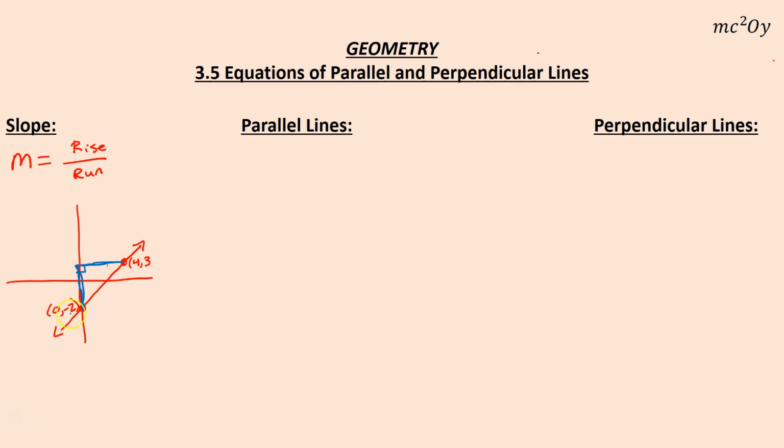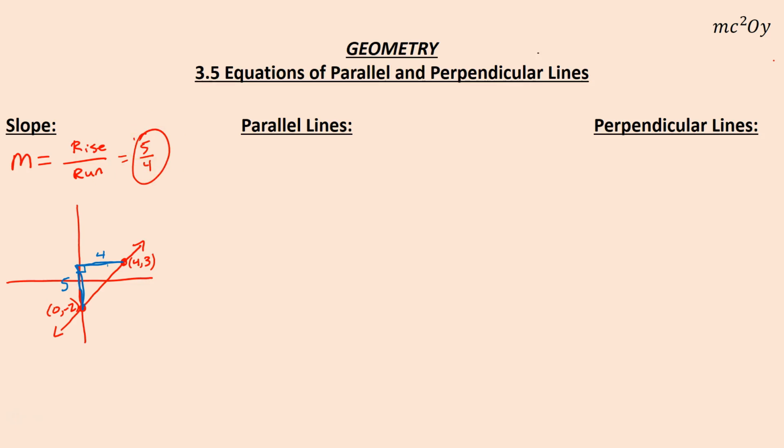So it looks like we go from -2 all the way up to 3. So that gives me a rise of 5. And then a run, we go from 0 to 4, a run of 4. A rise and run of, in this case, 5/4. That would be our slope.